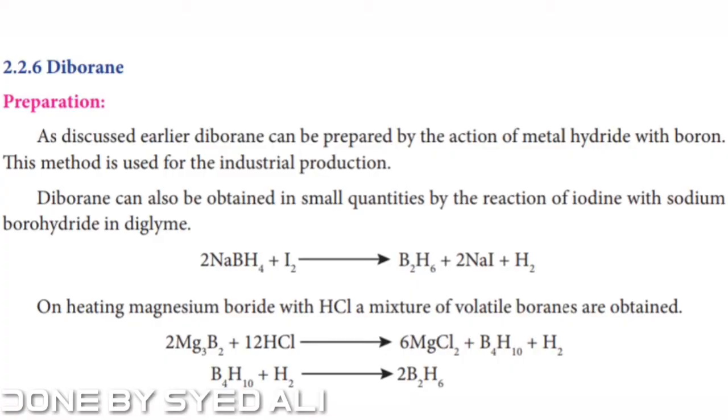Let us study about diborane. Preparation. As discussed earlier, diborane can be prepared by the action of metal hydride with boron. This method is used for industrial production. Diborane can also be obtained in small quantities by the reaction of iodine with sodium borohydride in diglyme. On heating magnesium boride with hydrogen chloride, a mixture of volatile boranes is obtained.